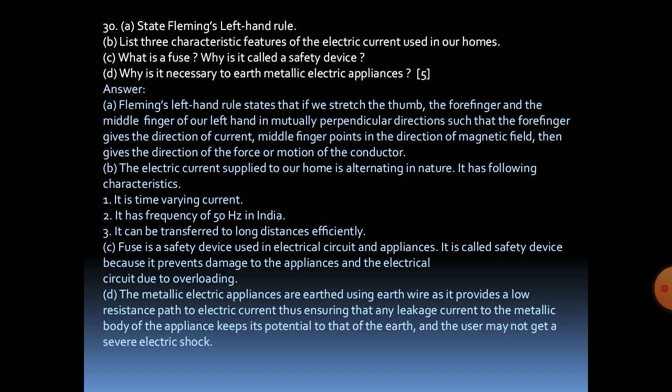And why is it necessary to earth metallic electric appliances? Metallic electric appliances are earthed using an earth wire, as it provides a low resistance path to electric current, thus ensuring that any leakage current to the metallic body of the appliance keeps its potential to that of the earth, and the user may not get a severe electric shock.